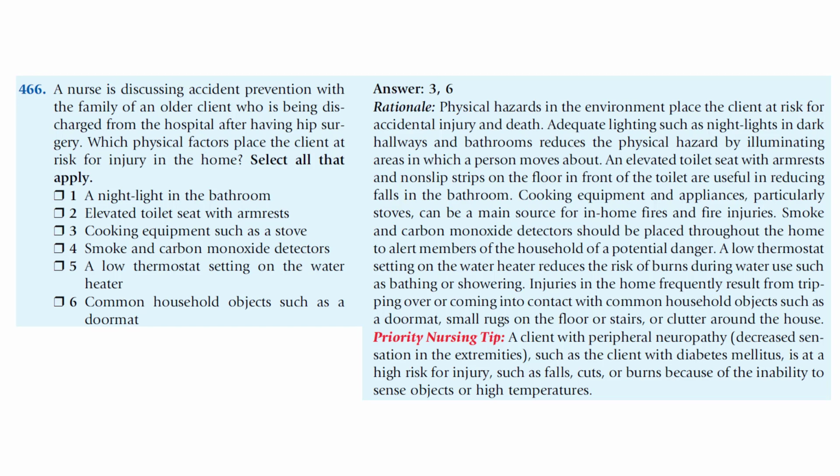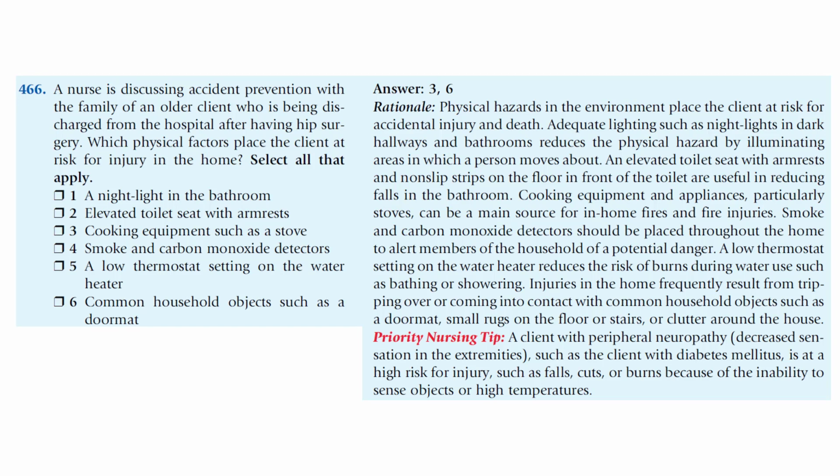1. A nightlight in the bathroom. 2. Elevated toilet seat with armrests. 3. Cooking equipment such as a stove. 4. Smoke and carbon monoxide detectors. 5. A low thermostat setting on the water heater. 6. Common household objects such as a doormat.